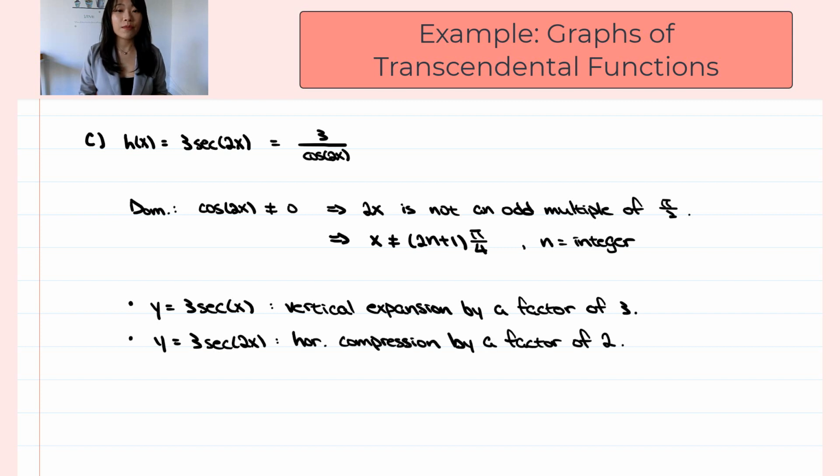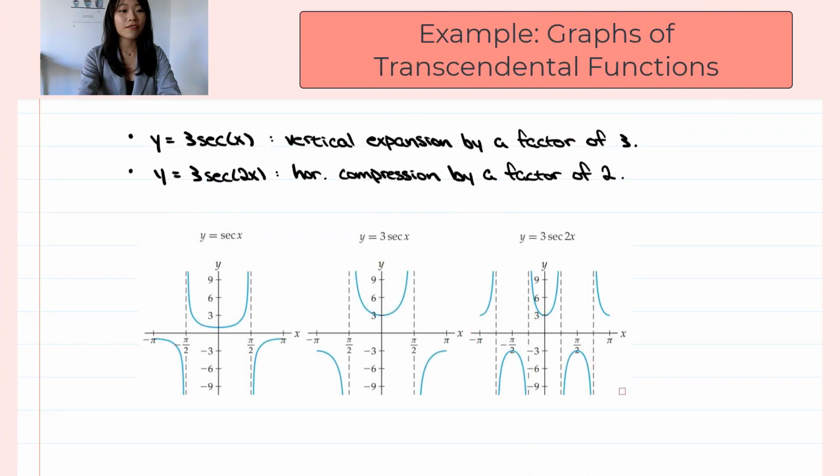Now let's use this information to sketch the function. The first graph shows the original secant function. It passes through (0, 1), and it has vertical asymptotes at pi over 2 and negative pi over 2. We multiply 3 outside of the function, so there's a vertical expansion. So now this point moves to (0, 3), and we get this graph.